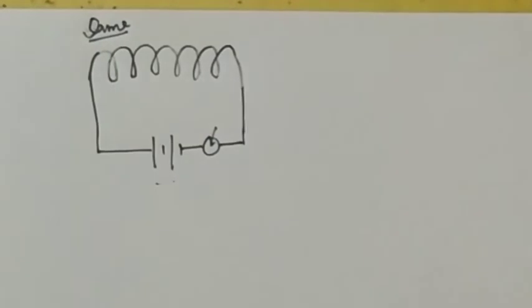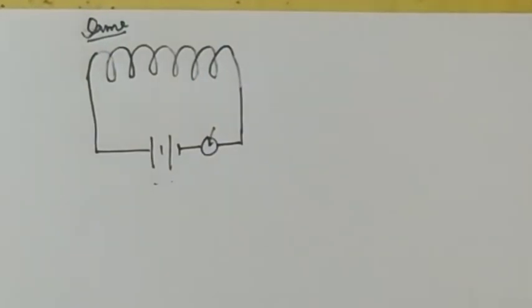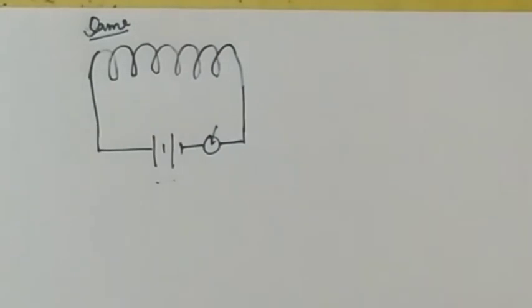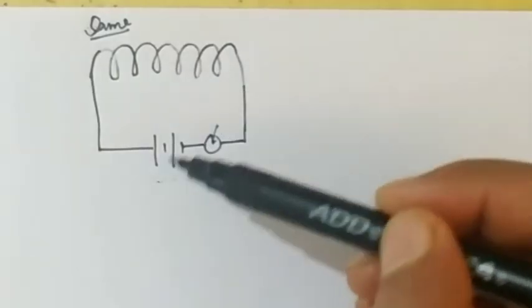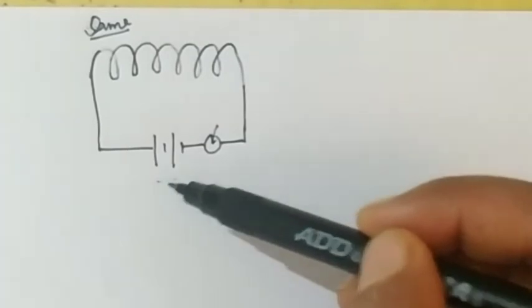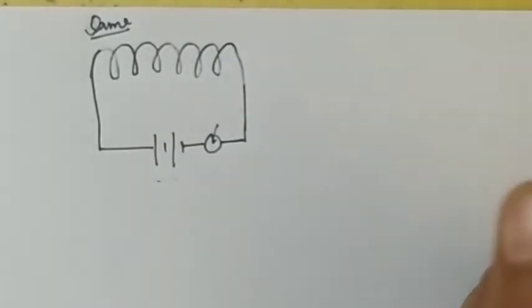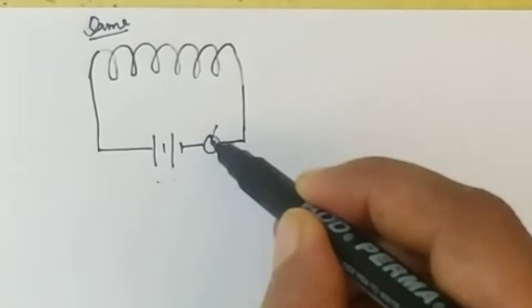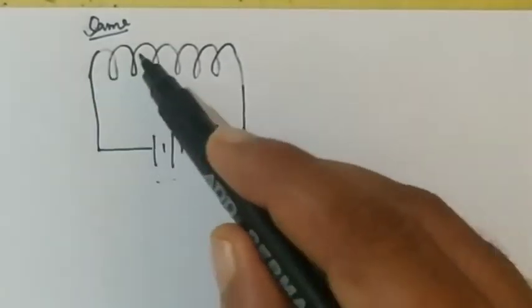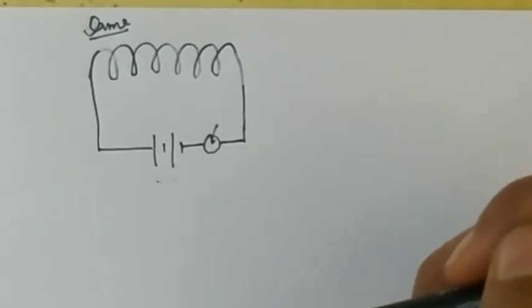In this video, we will discuss how the current builds up and dies out in the same coil. For this, I consider a large number of coils attached with this battery and key. Now, as you close this key, the current starts building up in this electrical circuit.